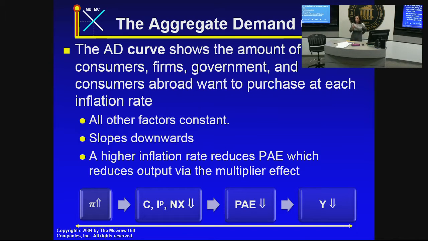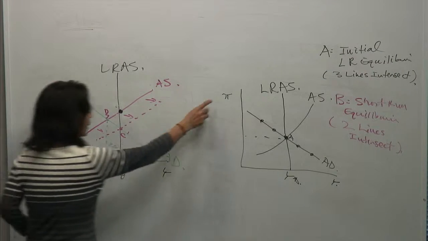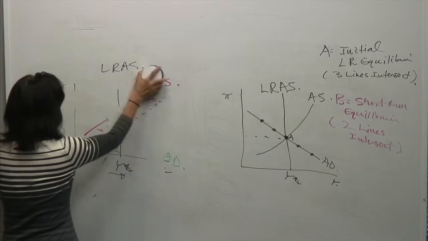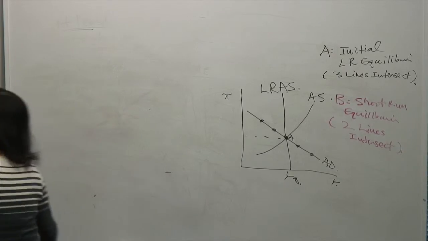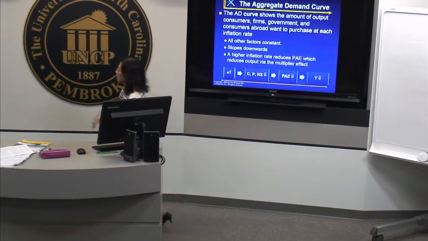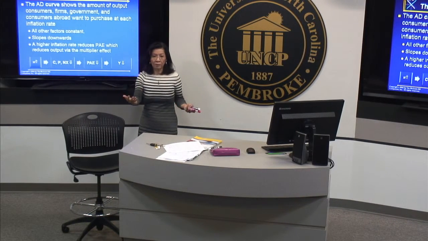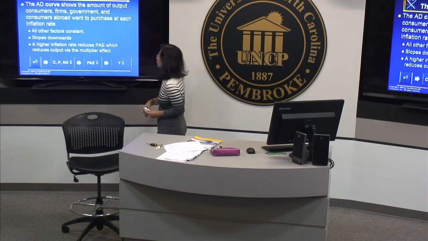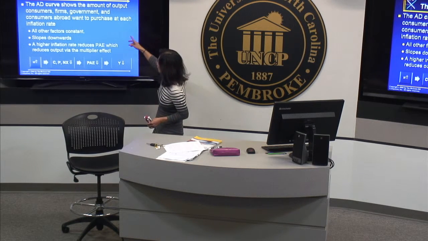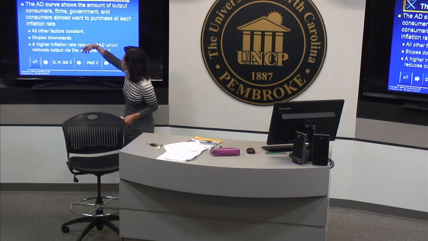So next we want to talk about why AD curve is downward sloping. Why? So if it is downward sloping, it has to be true that your inflation and your income is negatively related. So let's look at it and see if that's true. So you start out with saying aggregate demand curve is where all the C plus I plus G plus NX. That's kind of like your PAE. Okay, where your C is your consumers, your I is your firms, your G is your government, and then the government consumer abroad is your NX. Okay, all the factors are constant.